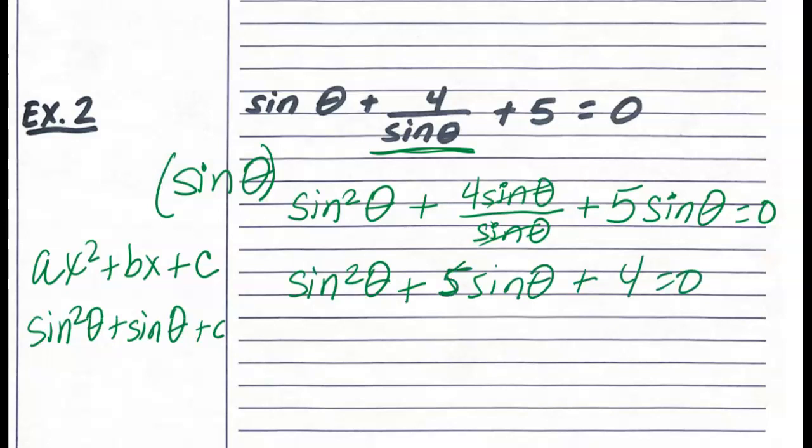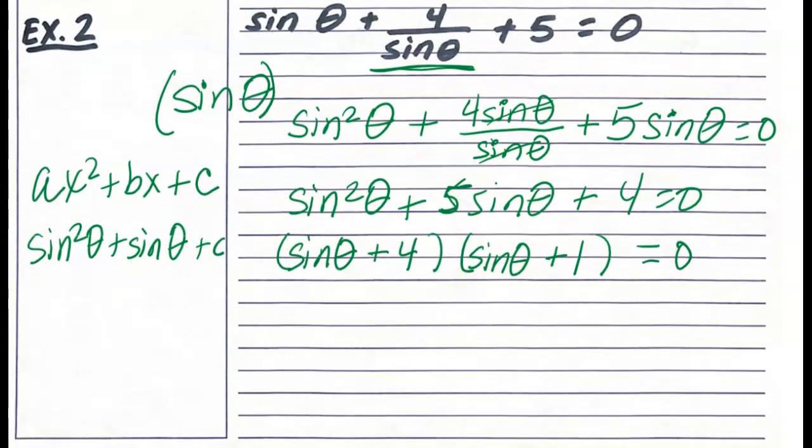Okay, so now it's just a factoring problem. Use your guess and check method, whatever you want. Sine squared, what gives me sine squared? Just sine theta times sine theta. And what gives me 4? What, 1 and 4, 2 and 2? What will add to 5? 2 plus 2 is not 5. 4 plus 1 is 5. Good job. Okay. All right, set each of those equal to 0.